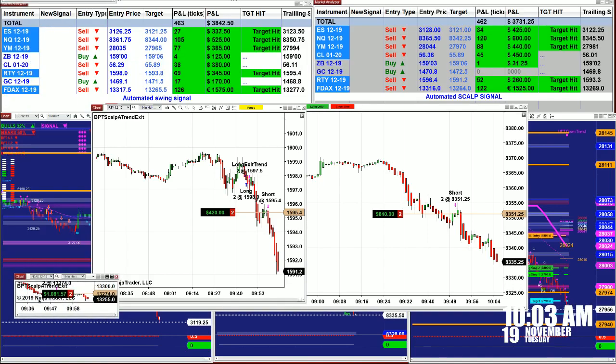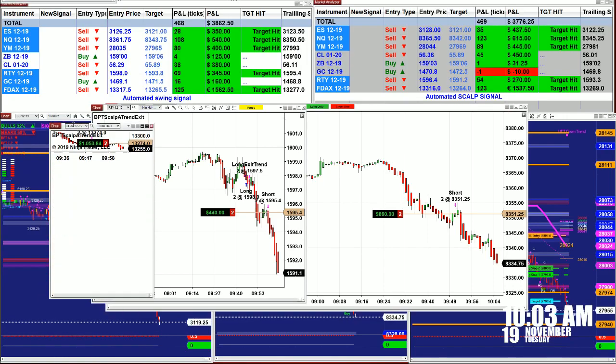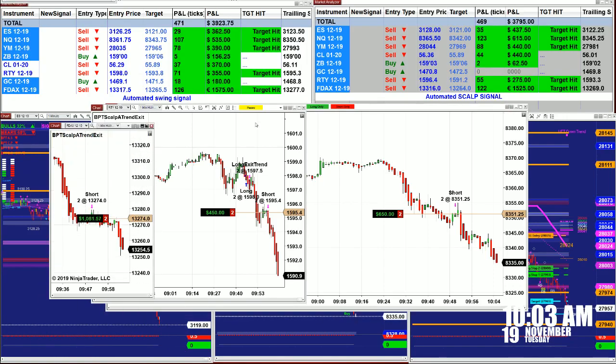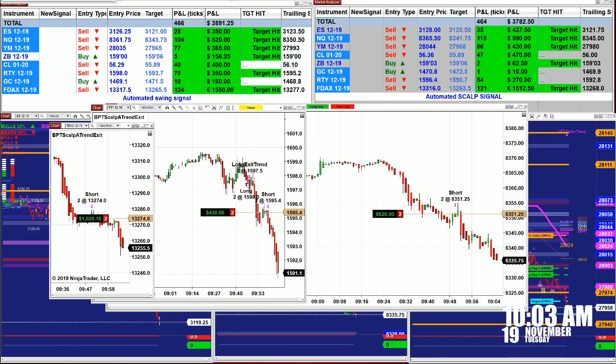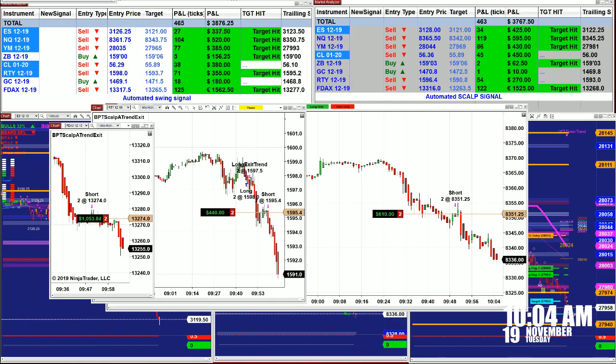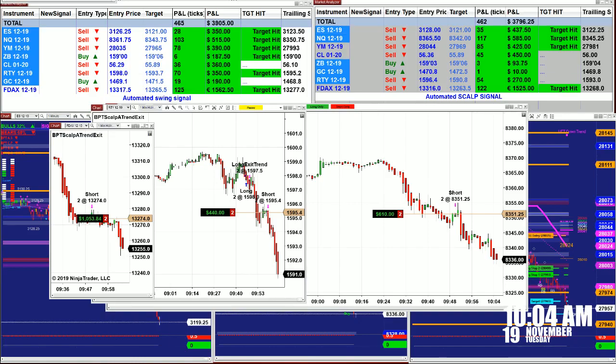On the DAX 1 minute, we already hit the €1,000 on this one. This is a totally different automated trade. Beautiful. And it is one direction.